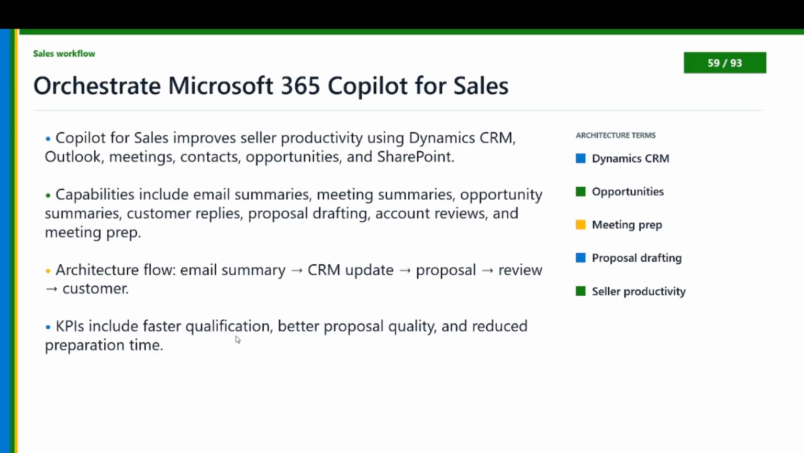And the KPIs include faster qualification, better proposal quality, and reduced preparation time. These are the KPIs and the business value that an agentic AI solution can generate for the business. Faster qualification, better proposal quality, instead of the customer or the business stakeholder rejecting the proposal. You are drafting the proposal correctly and accurately, and it's reducing your meeting preparation time, summarizing your email, so you are getting information quickly and understanding it better from email.